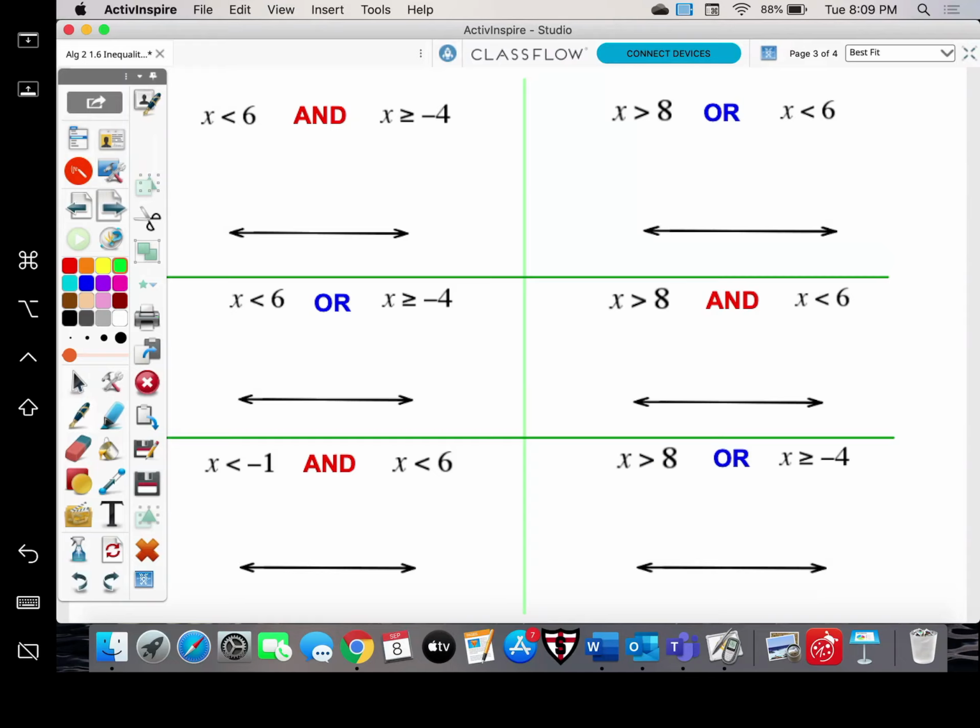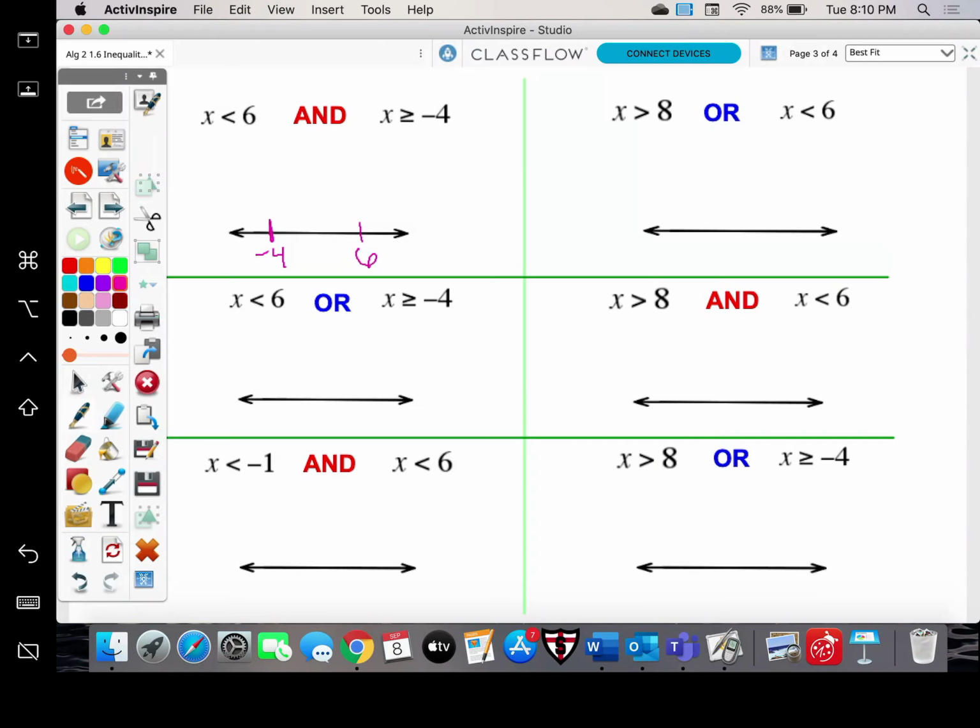Okay? So let's practice graphing. We have some ands and some ors all mixed up here. So let's see if we can figure out how to graph them. So this first one, I have x is less than 6 and x is greater than or equal to negative 4. So the two numbers I want on my number line are negative 4 and 6. Put them in the right order. The smaller one goes on the left, larger on the right, and that's the only two numbers I really need you to put on there. Okay? We don't need all of them.